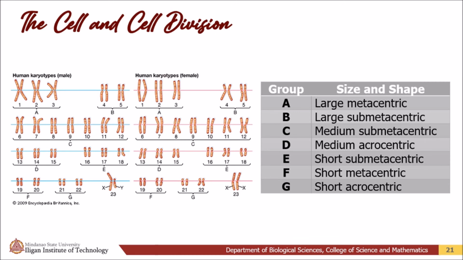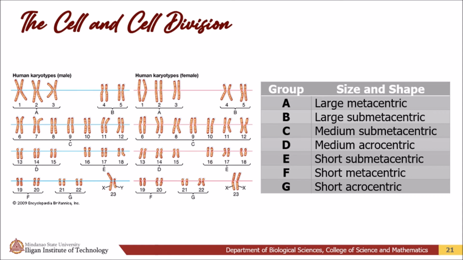Based on size and shape, the chromosomes are classified into 7 groups: Groups A, B, C, D, E, F, and G. Group A, which includes chromosomes 1 to 3, are large metacentric. Group B, which includes 4 and 5, are large submetacentric. Group C, which includes 6 to 12 and chromosome X, are medium submetacentric.